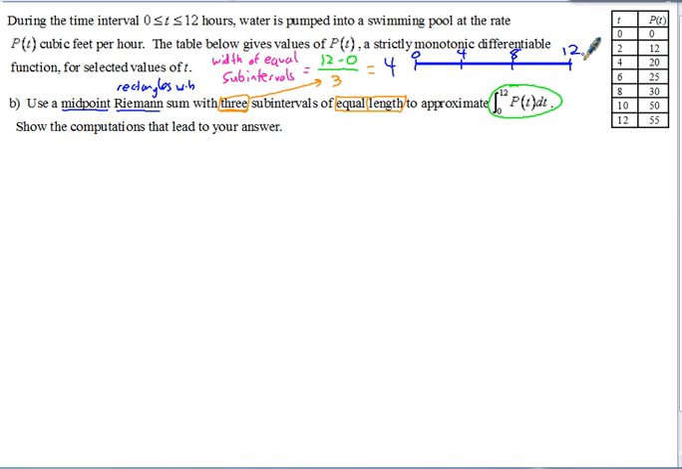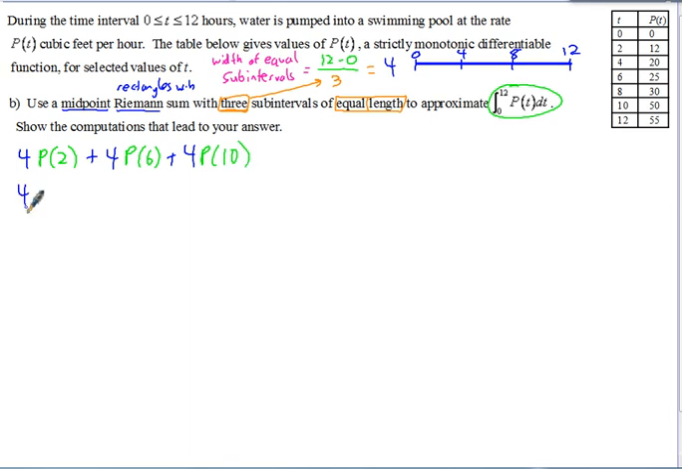So even though you have the table, always draw the number line. It's much easier to figure out. We know the width is 4, and we're just doing width times height. We just have 3 rectangles here, really. To get the heights, they come from the midpoints. Our function here is P, so the midpoint of the first subinterval is 2. So width times height: 4 times P of 2, plus the width again is 4, times the height, and the midpoint from 4 to 8 is 6, so P of 6, plus the width from 8 to 12, again 4, and the midpoint is P of 10.